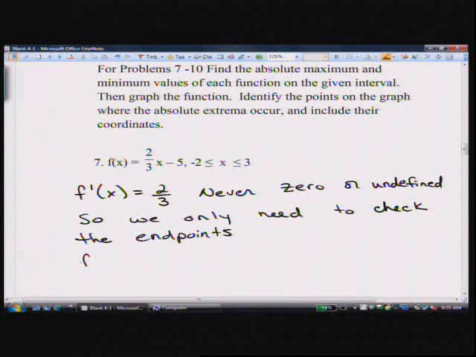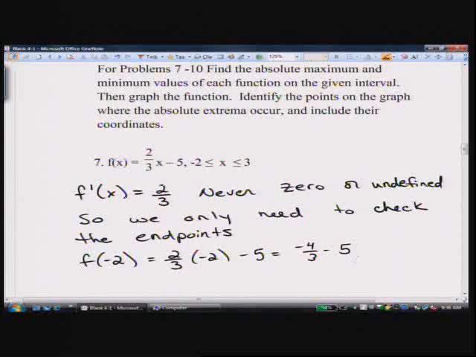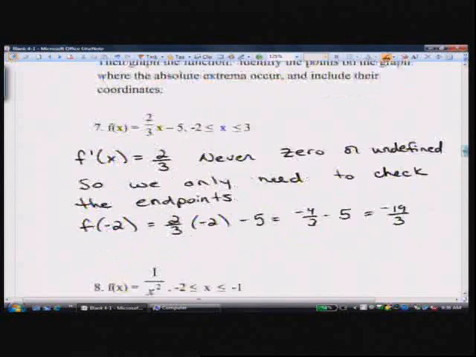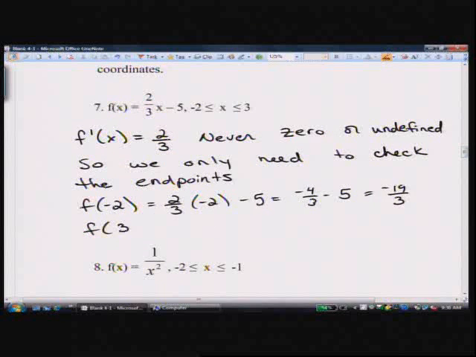So we go ahead and evaluate f at -2. We'll get 2/3 times -2 minus 5, which is -4/3 minus 5. This is like 15/3, so that's going to be -19/3. And then we can plug in f at 3. We get 2/3 times 3 minus 5, which is 2 minus 5, which is -3, right? -19/3 is like -6 1/3, right?